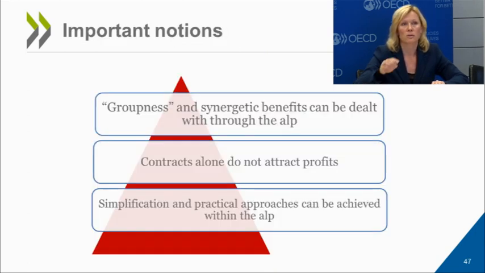So where does that lead us? I already gave you some important notions. There's one that I didn't mention because it was mentioned in earlier webcasts. The current guidance also takes account of groupness and synergetic benefits. These benefits will be allocated to the entities that contributed to them, and they cannot be isolated out to, for example, a nice low-tax location. As I already illustrated, contracts alone do not attract profits, and besides that, simplification and practical approaches can be achieved within the arm's length principle, as illustrated by the guidance on low value adding services and hard to value intangibles.